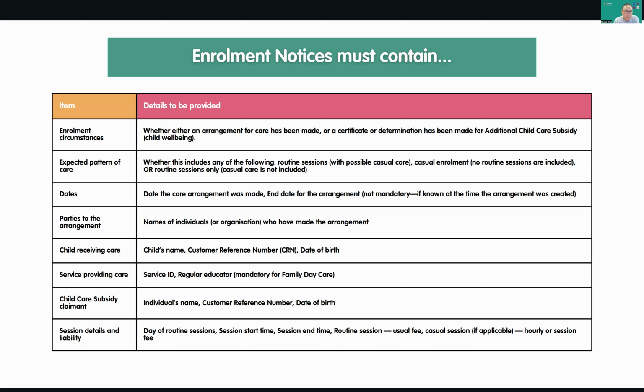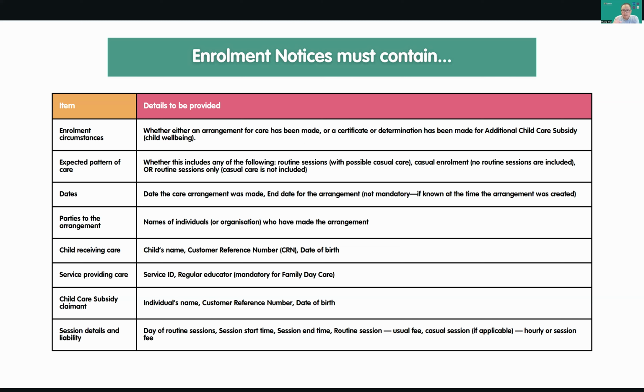Before I go on to step 4, enrollment notices must contain the following, and this is specifically under a CWA. So the enrollment circumstances, whether an arrangement for care has been made, the expected pattern of care, so that's Monday, Tuesday, Thursday, Friday over a fortnightly period, the dates the care arrangement started, and the parties to the arrangement. So when you submit an enrollment notice, you'll have the primary carer on there, and the child receiving the care along with their CRN and date of birth.